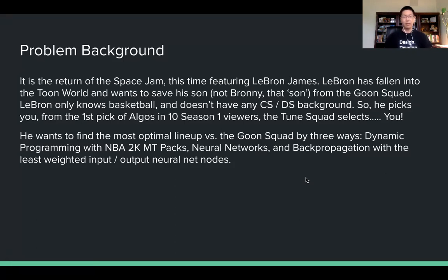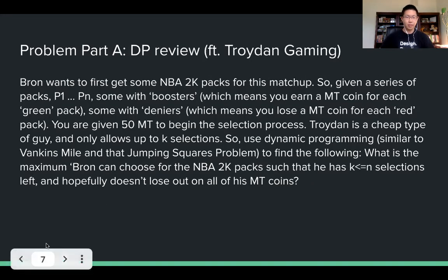Dynamic programming with NBA 2K My Team Packs, which is fancy words for saying basically NBA 2K currency, the good old neural net, and back propagation with the least weighted input output neural net nodes. That's a bunch of gibberish, but here's a little Troyden game. So problem one, dynamic programming review feat Troyden.